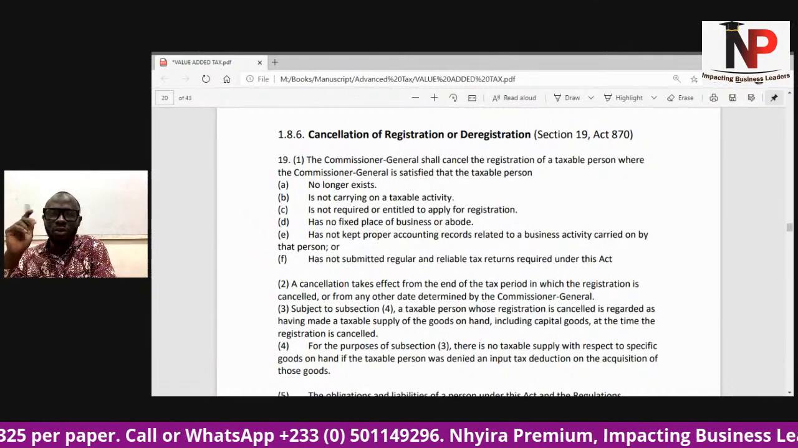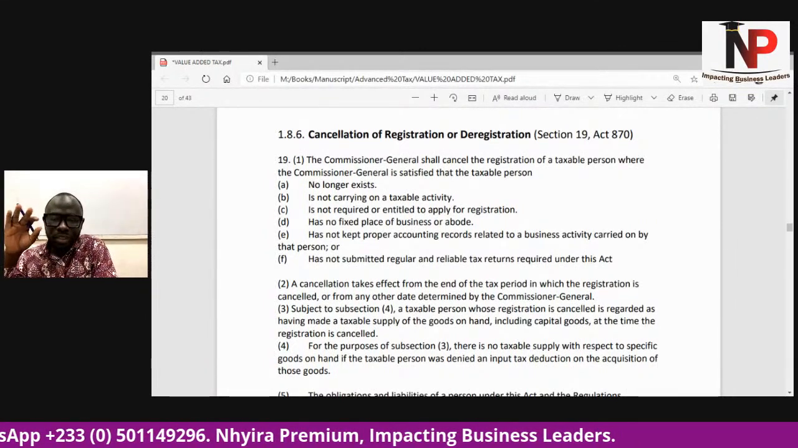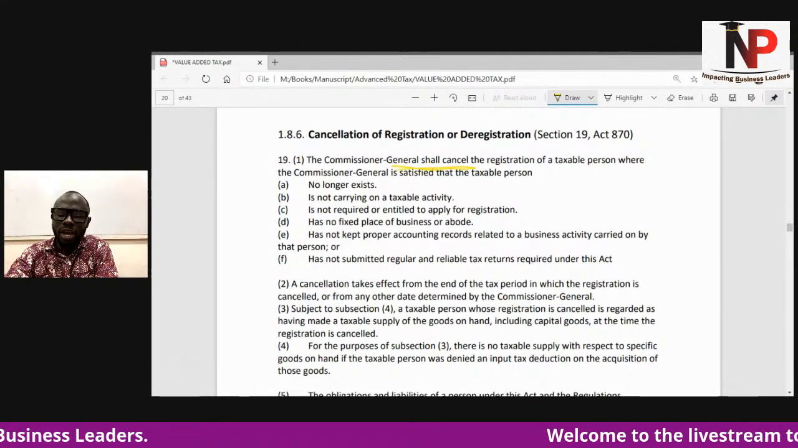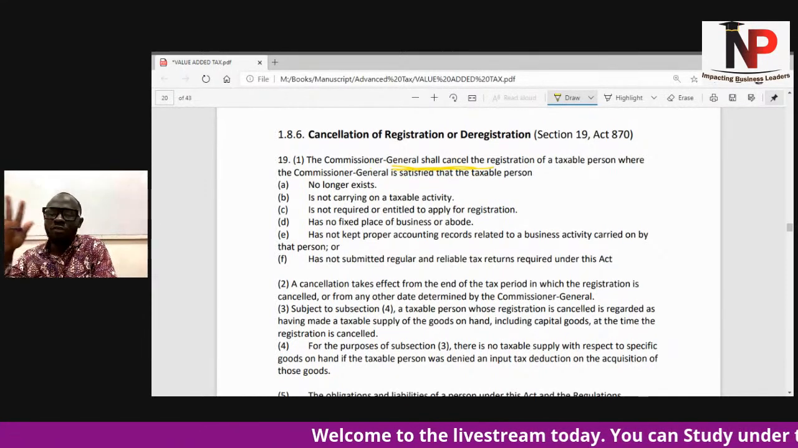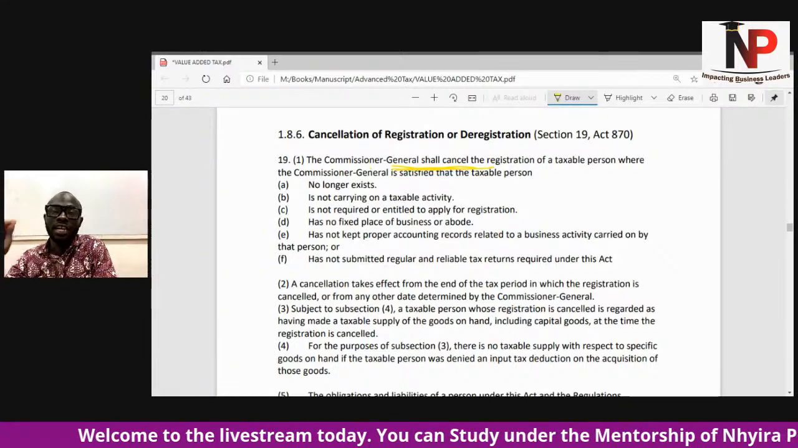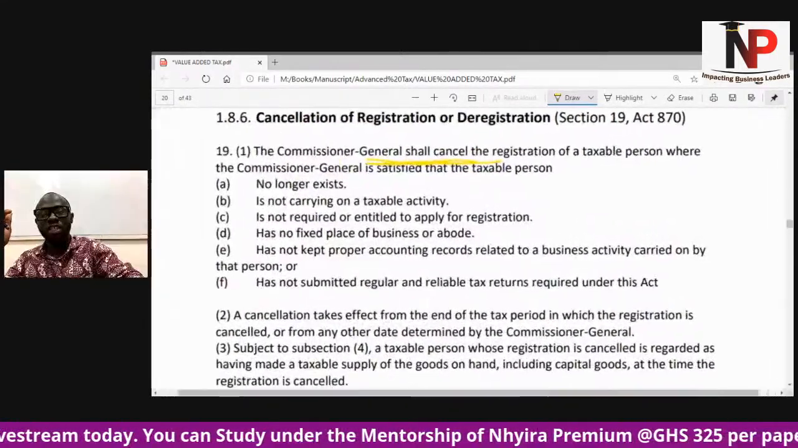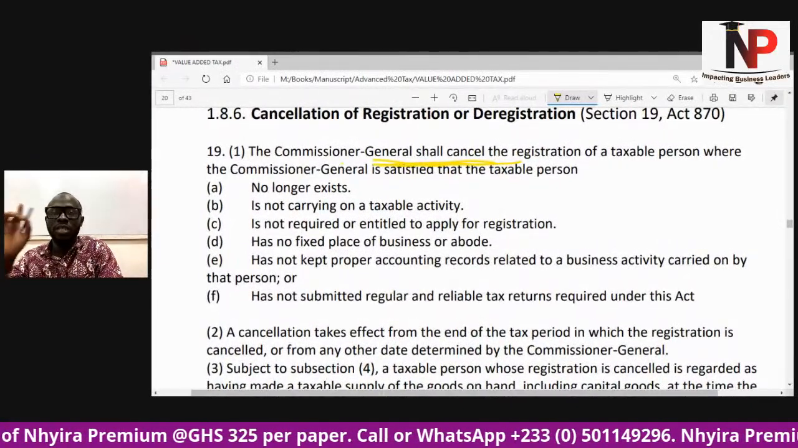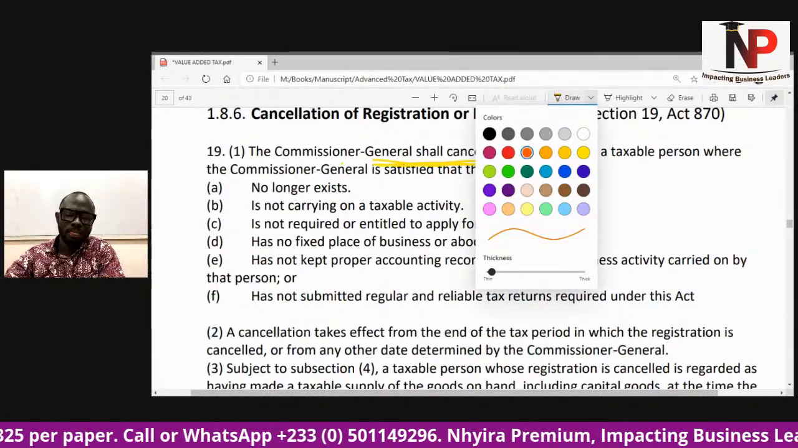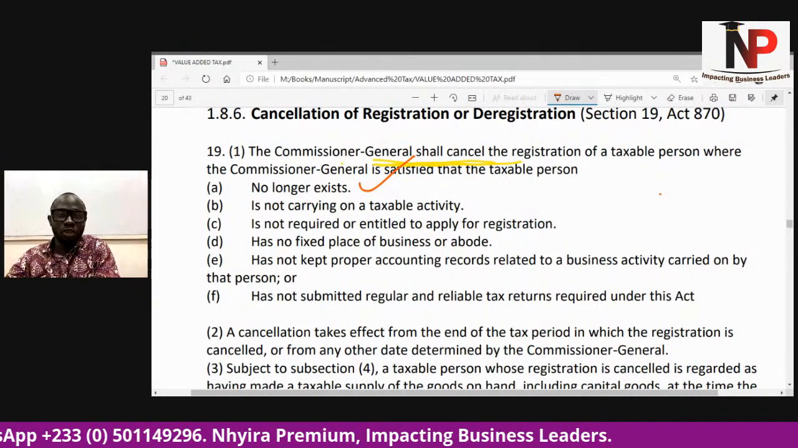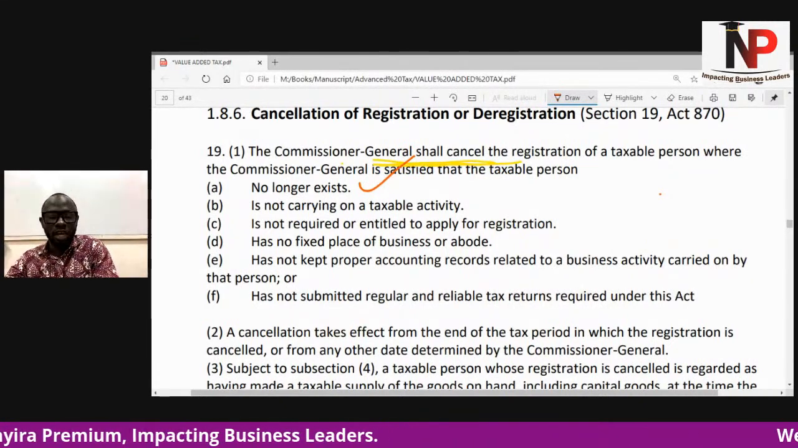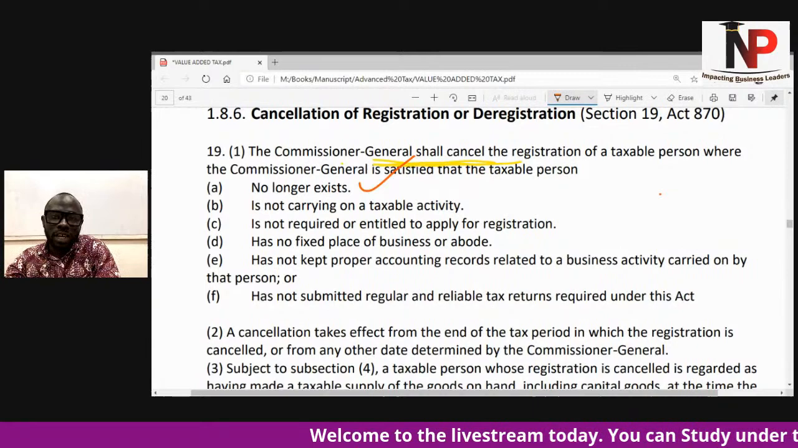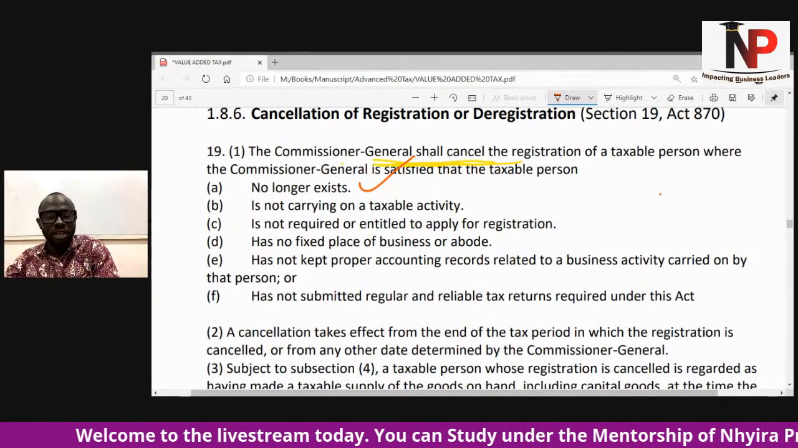So let's look at that real quick. We say that the Commissioner General shall cancel, the keyword there, cancel the registration of a taxable person where the Commissioner General is satisfied that the taxable person, A, no longer exists. Okay? No longer exists. So if it's an individual, maybe he's dead or he's late. If it is a company, the company has filed for bankruptcy or something like that, the company has been taken over by someone else, then it means it is not in existence.